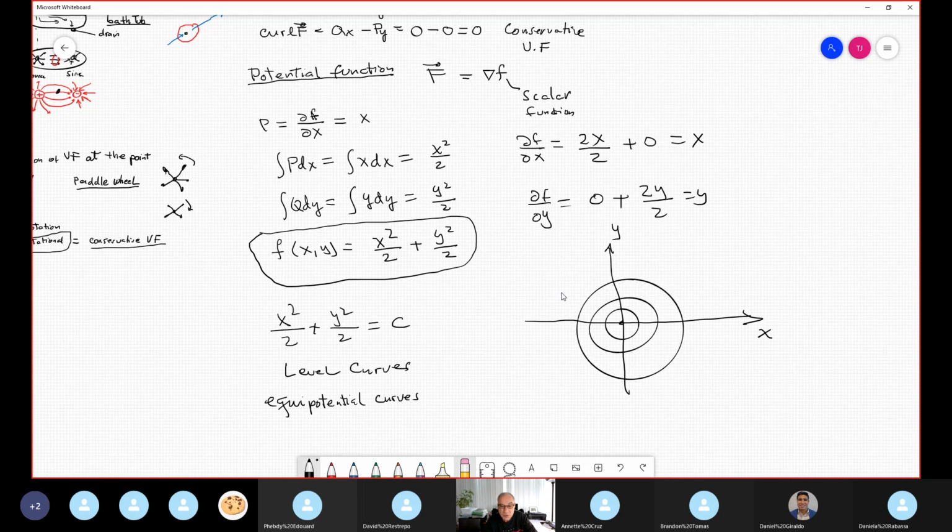And I suppose you remember that the gradient is perpendicular to the level curve. So, for example, at one specific point, the gradient looks like that. It's perpendicular to the equipotential curve, which is similar to the level curve. At another point, for example here, it's perpendicular, but it's smaller, because x is smaller now.